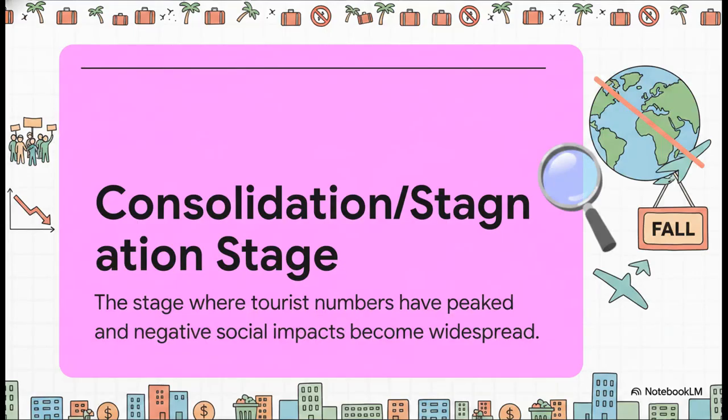Okay, this is super important. This is the precise academic term you need to use in your answer. Based on the evidence we just saw with those protests, we can say that Spain is in the consolidation/stagnation stage of the tourism life cycle model.